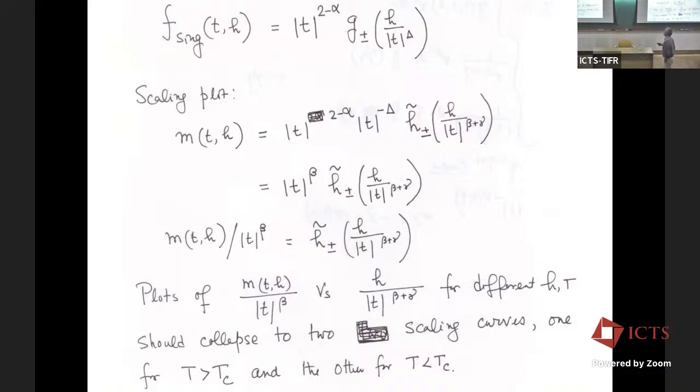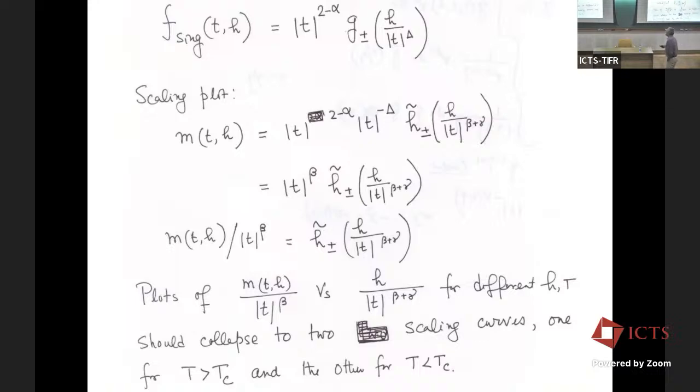Oh, one more thing. When you are talking about plus or minus, the plus refers to above Tc and the minus refers to below Tc. The scaling functions need not be the same as you are approaching the critical point from above or below. But anyway, that doesn't matter for what I'm talking about here. So this implies the magnetization will depend on temperature and magnetic field in this particular way. Now, what does this form imply? That if I take this quantity to the other side, we will have m divided by t raised to the power beta will be a function of h divided by t raised to the power beta plus gamma.